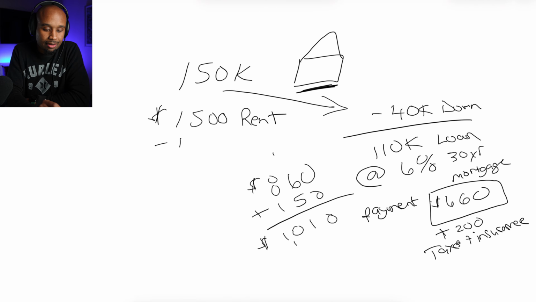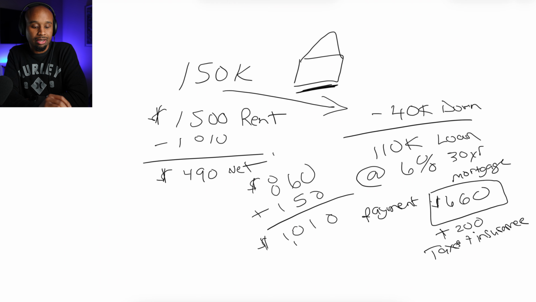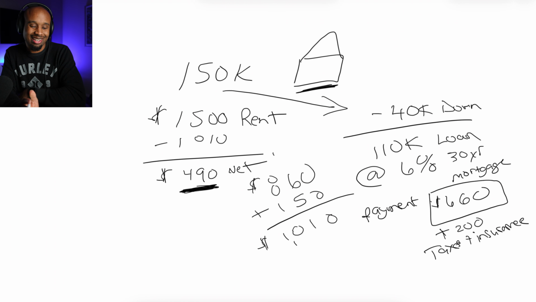So minus this, so 1,500 minus 1,010, 490. So this is your net. This is what you'll be keeping if you don't have to pay for any other expenses that come up, like lawn care and, man, so this number here is subject to change with gross leases. That's why I don't like gross leases.